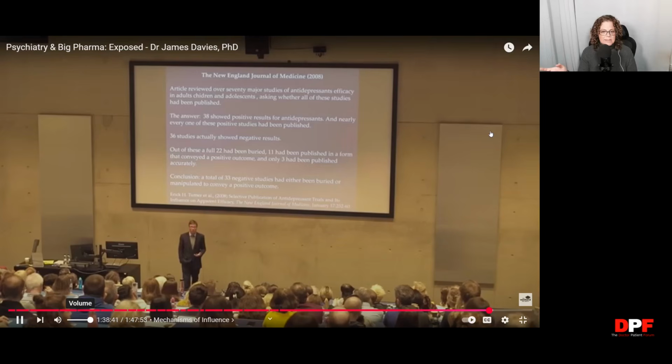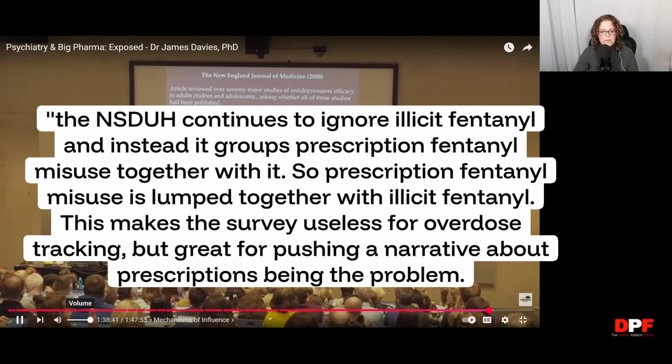Remember that the CDC guidelines came out in 2016. So here you have the DSM in 2013, the statistics changing in 2015. It all lines up with the litigation narrative. And there was another failure in SAMHSA's drug survey, even up until 2023. There was a recent Filter magazine article about it. What they said was the NSDUH continues to ignore illicit fentanyl, and instead it groups prescription fentanyl misuse together with it. This makes the survey useless for overdose tracking, but great for pushing a narrative about prescriptions being the problem.